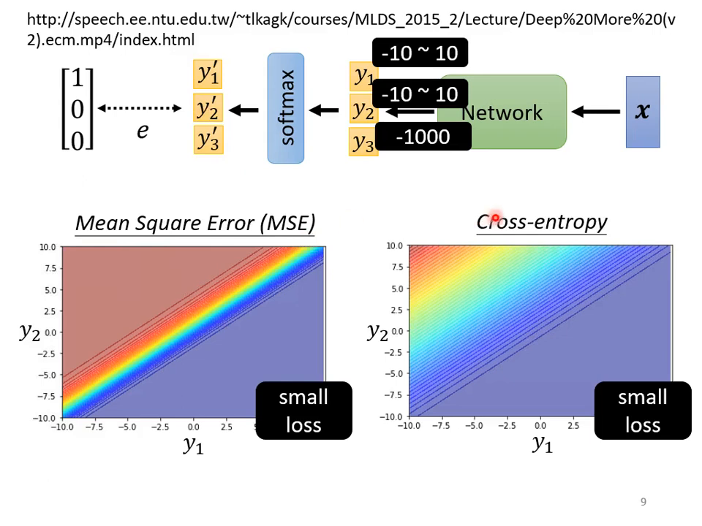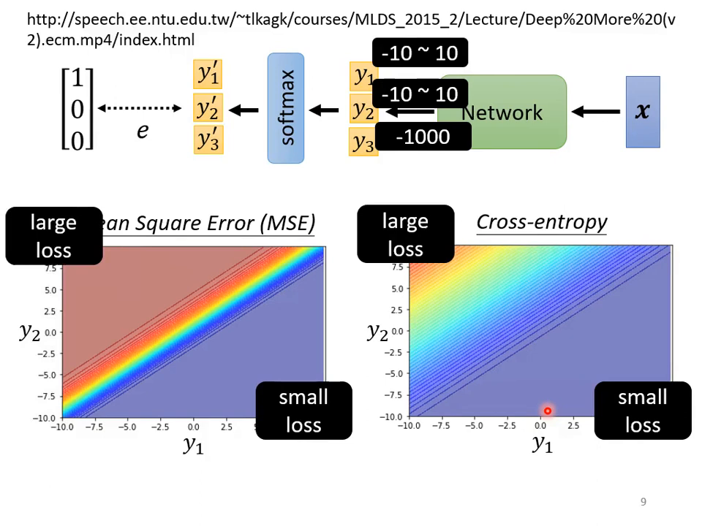For both mean square error and cross-entropy, color red here represents a large loss, and color blue represents a small loss. In the upper left corner, y1 is small and y2 is large. If y1 is small and y2 is large, then y1 prime is 0 and y2 prime is 1. The loss is larger in this situation. The loss is large in the upper left corner, and small in the lower right corner in both pictures. So we expected that, when the training ends, the parameters should go to the lower right corner.